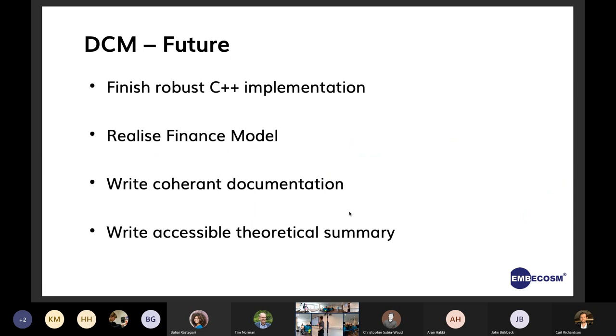Looking to the future, essentially what we are trying to do with this project is finish a robust C++ implementation, a properly documented open source one, and realize our financial modeling problem. We also have to do some serious communication. If we want people to use this technology, we have to write some proper coherent documentation about how it all works together. We have to write a more accessible theoretical summary than currently exists.